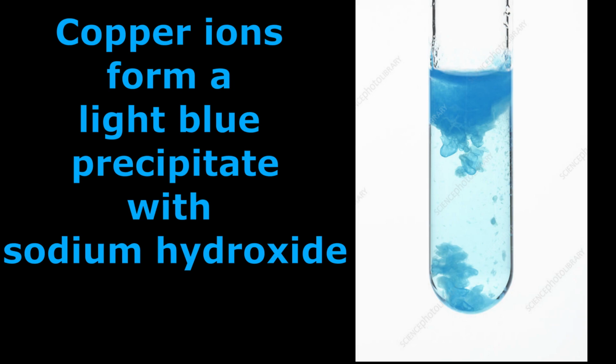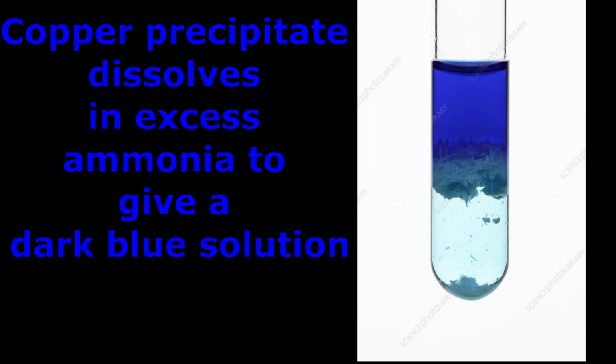For copper 2 plus, so if you have copper sulfate or copper chloride and you add ammonia solution, you will get a light blue precipitate. But then if you continue to add the ammonia solution, it will dissolve to form a dark blue solution. So just to recap, copper 2 ions give you a light blue precipitate with sodium hydroxide, and a light blue precipitate with ammonia that will become a dark blue solution if you add more ammonia.